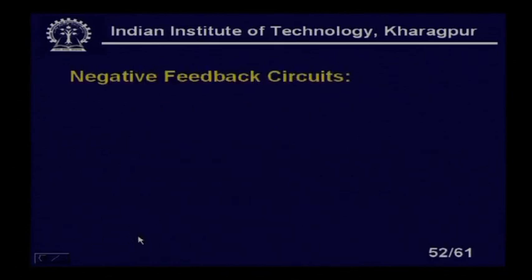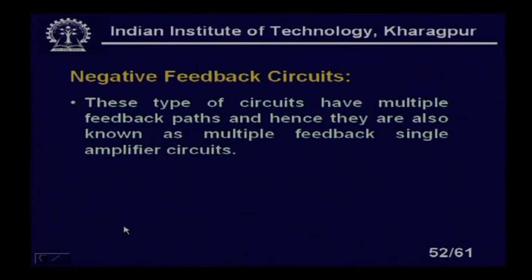Now, negative feedback circuits. You see that these type of circuits have multiple feedback. So far we have discussed only the positive feedback circuit, that means a single amplifier second order filter structure. We have discussed the band pass, high pass, low pass, that means all these 3 different filter functions, and the circuits which realize them are based on a single amplifier structure. But in all the cases the RC network is in the positive feedback path.